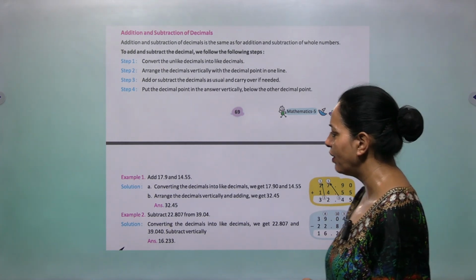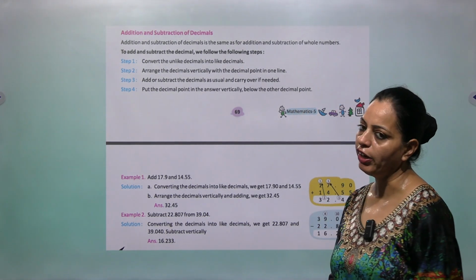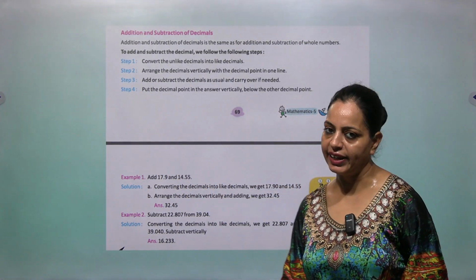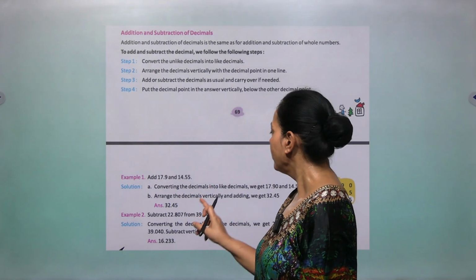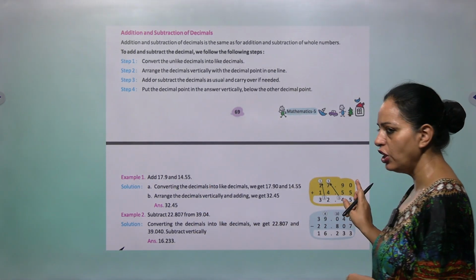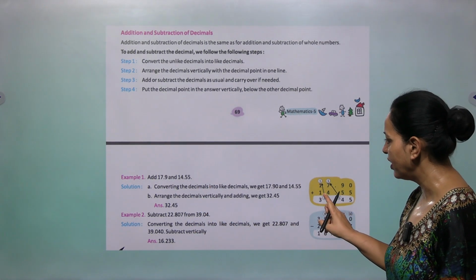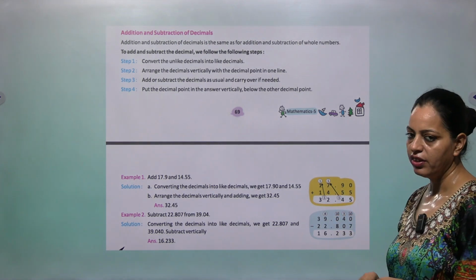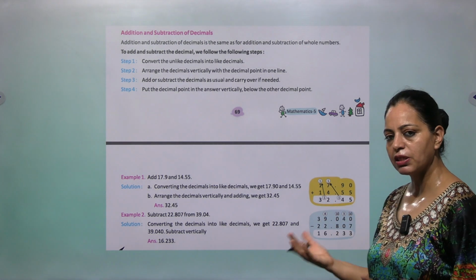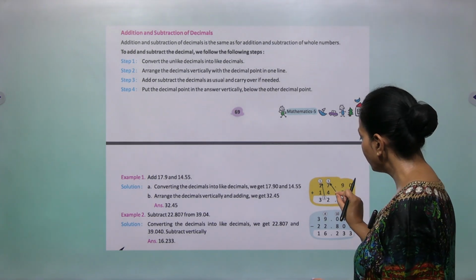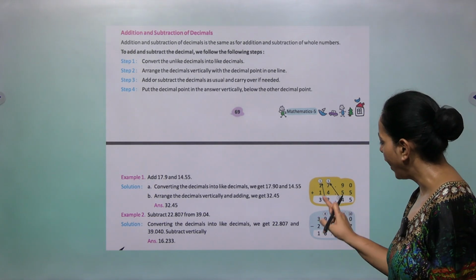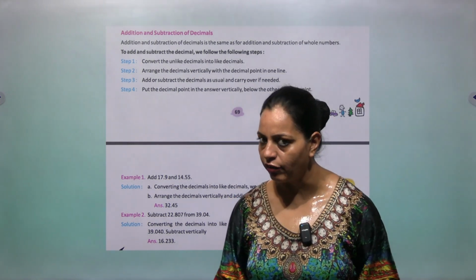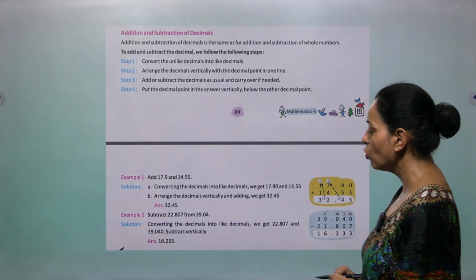Example 1, add 17.9 and 14.55. अब दोनों unlike हैं, तो पहले हम इसको change कर देंगे like decimal में. तो आप क्या लिखेंगे? 17.90 and then इसके नीचे लिख देंगे 14, decimal के नीचे decimal point and 55. Now add these two numbers. जैसे हम simple add करते हैं, जहाँ पे decimal है decimal वहीं पे आएगा और add these two numbers. So answer is 32.45.